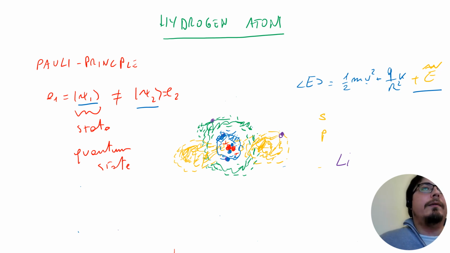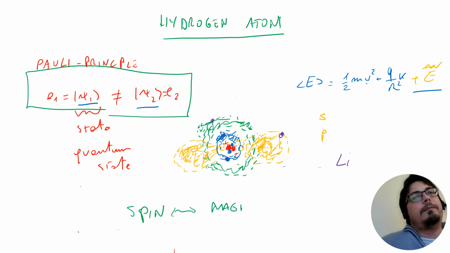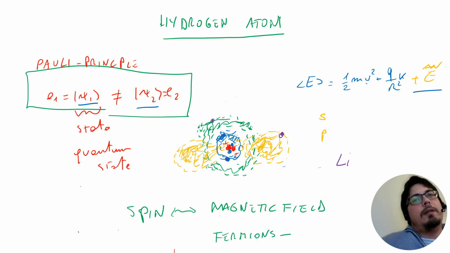Okay, so I hope I didn't confuse you too much. What we discussed is the Pauli exclusion principle, that says that two electrons cannot be in the same state. Okay. We saw that spin is a property that interacts with the magnetic field, and it differentiates fermions and bosons.